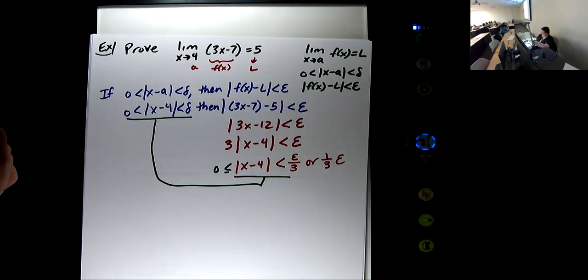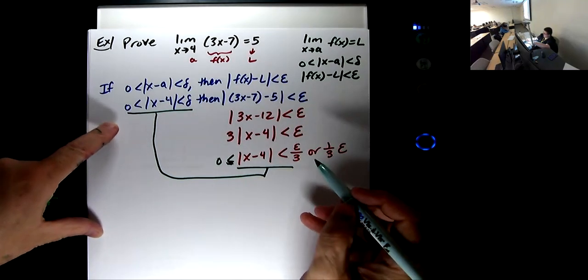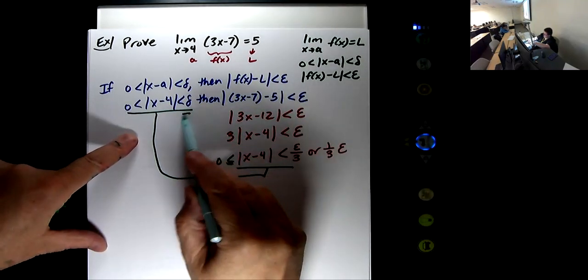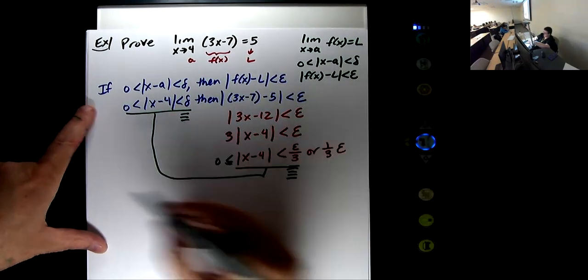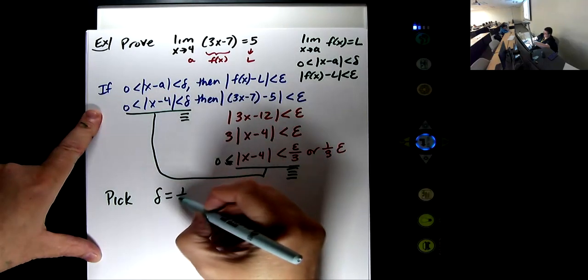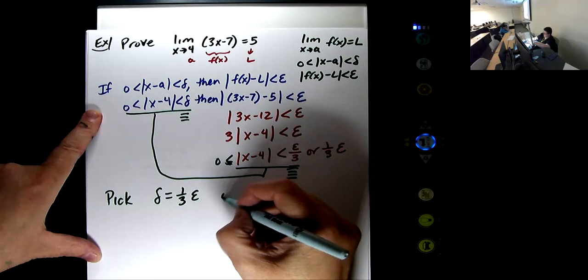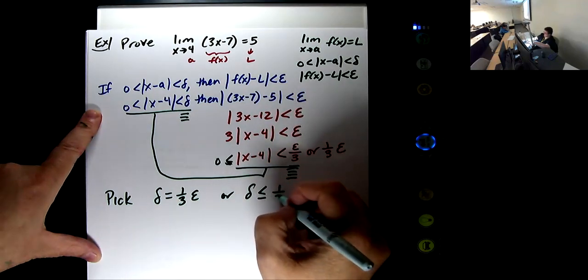And we're not actually picking at x equals 4 because that's not the idea of a limit. So it's the same setup. The only thing that's different is I've got delta there and I've got epsilon over 3 here. So we will pick delta to be 1/3 epsilon. Or we can pick any delta less than or equal to 1/3 epsilon.